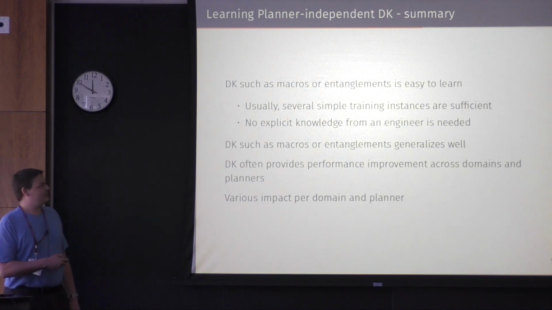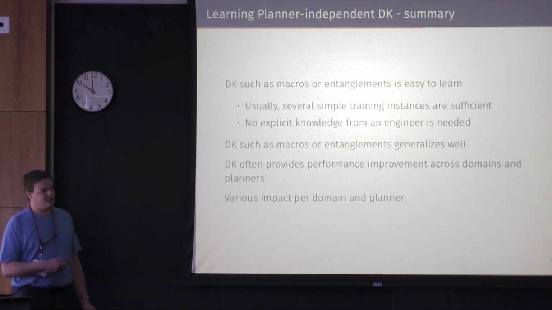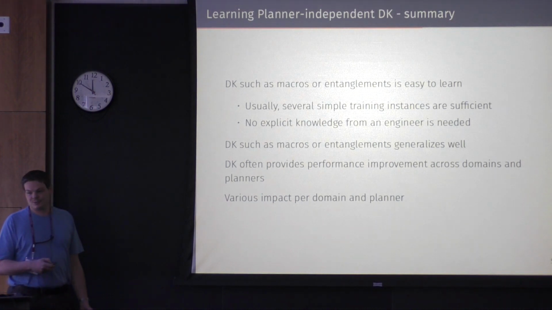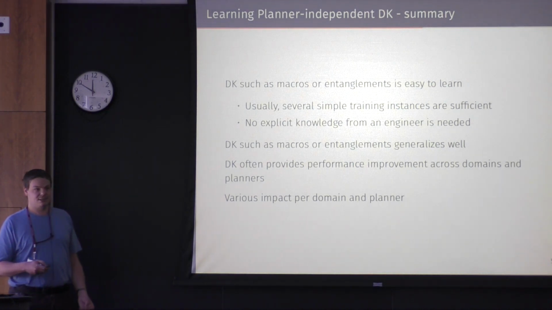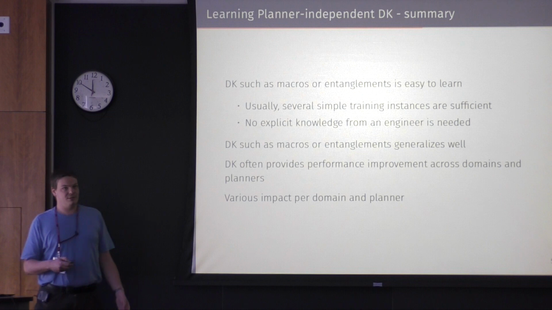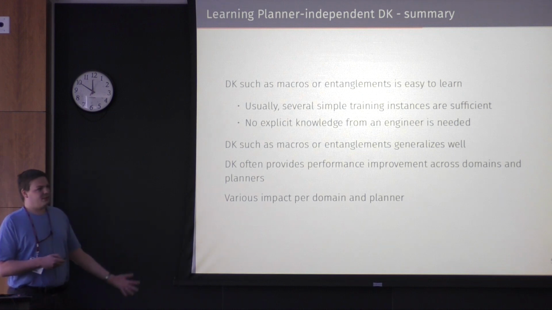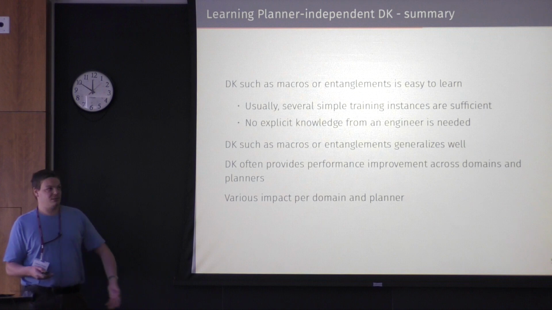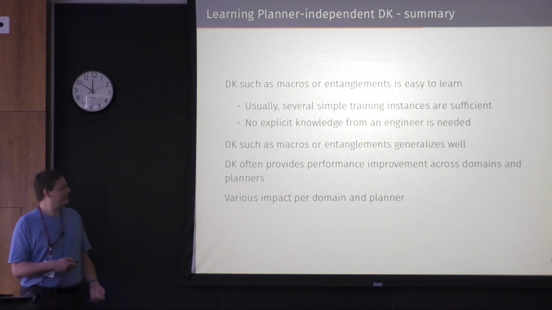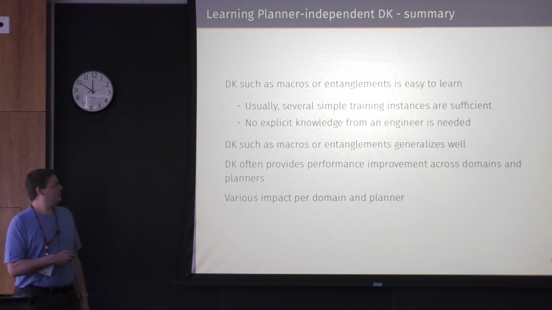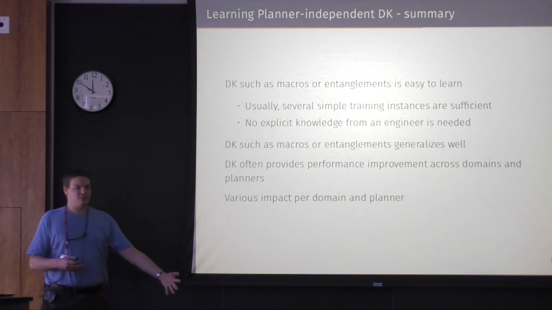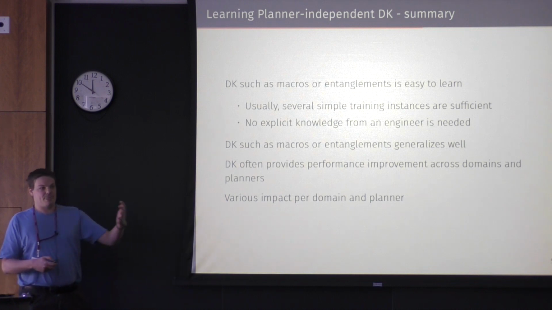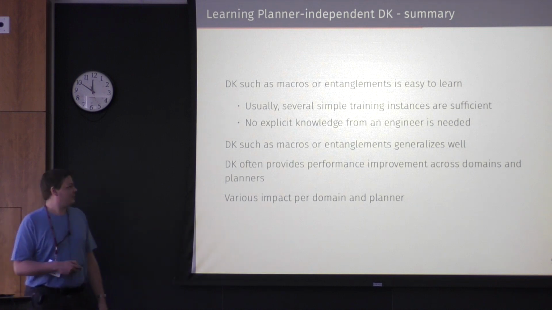So, to summarize learning planner-independent domain knowledge: knowledge like macros and entanglements is quite easy to learn. We usually need just a couple of simple training problem instances, which are usually very easy to solve, and we can observe the required structure for learning either macros or entanglements. We also don't need any explicit knowledge from an engineer. We just make observations from training plans and then exploit them later.